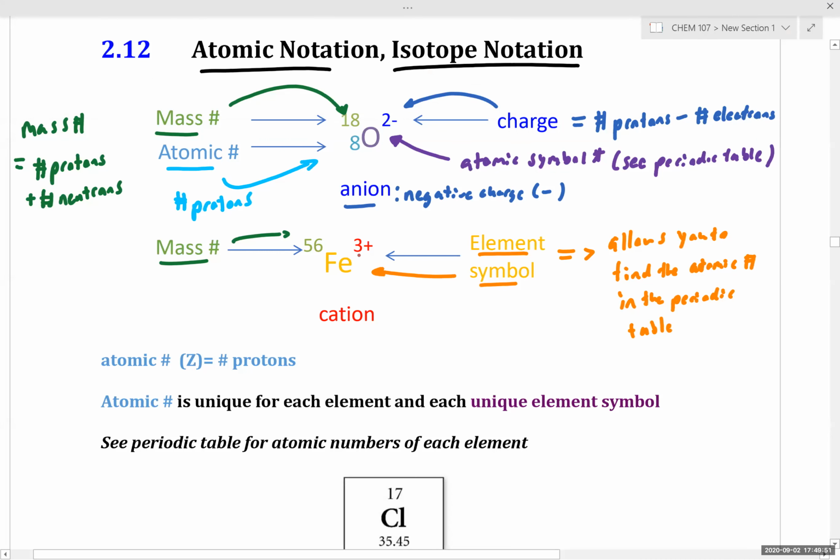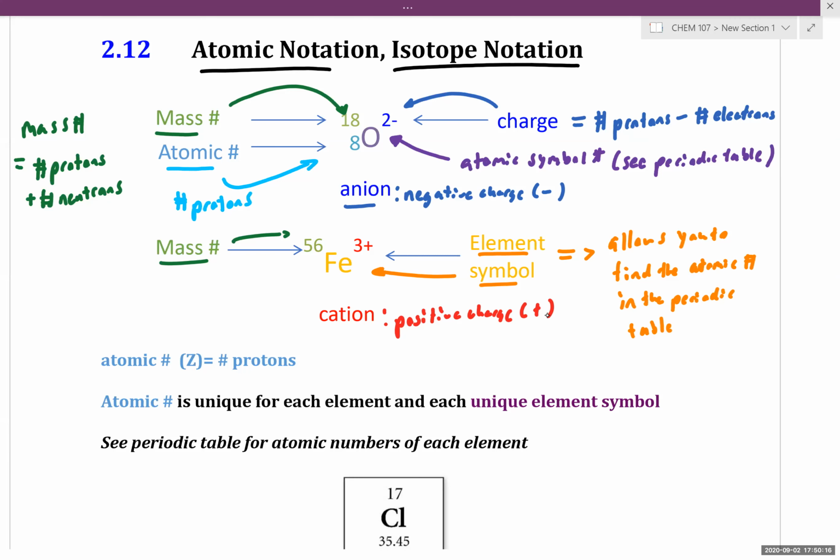Finally, looking at this iron 3+, it's a cation. And cations, as we've discussed previously, have a positive charge. Okay, so these are each of the pieces of isotope notation. Let's now drill down and focus on each aspect of isotope notation individually. Let's focus on each of the pieces one by one.